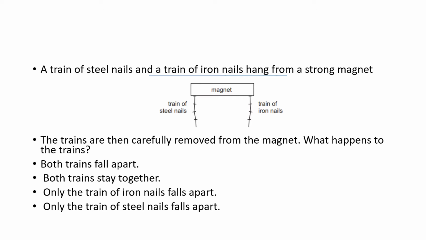In the question it is given that this magnet is a strong magnet. Here this is steel and this is iron. We know that steel is a strong magnet compared with iron, and a material like iron is very easy to magnetize and demagnetize. So once the iron nail is removed from this strong magnet, it will lose its magnetism easily. So the correct answer is C, only the train of iron nails falls apart.